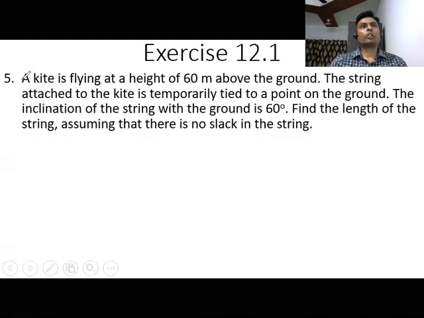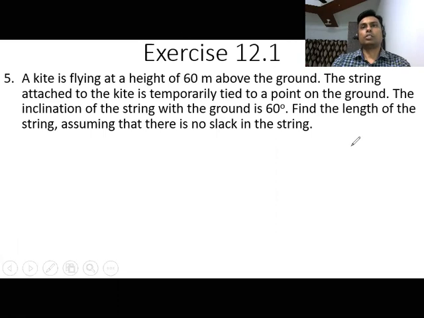Welcome back. Now we are going to the fifth numerical in the first exercise of some applications of trigonometry. The question is, a kite is flying at a height of 60 meters above the ground. The string attached to the kite is temporarily tied to a point on the ground. The inclination of the string with the ground is 60 degrees. Find the length of the string assuming that there is no slack in the string. No slack means it is not bent, it is completely straight.